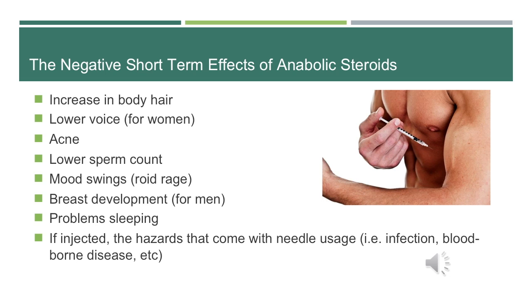Steroids have many unwanted negative effects on the body. While abusing this drug, the user is likely to experience more body hair, a lower voice, which is more noticeable if the user is a woman, a serious increase in acne, which can be located anywhere on the body, a lower sperm count for men, uncommon mood swings, and if the user is a male, there is an obvious development of breast tissue. The user also suffers from insomnia, and if the method of taking this anabolic steroid is through injection, the person is prone to infection and/or blood-borne diseases, such as HIV.